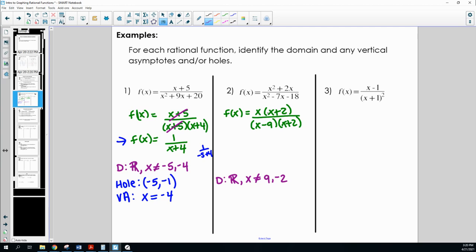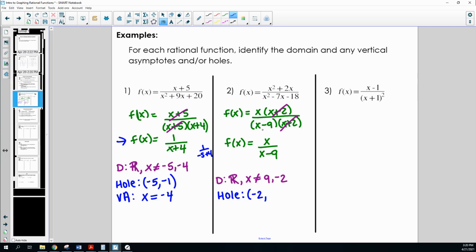I want to simplify anything that I can. So x plus 2's can cancel out. So my simplified function is going to be x over x minus 9. I canceled out the x plus 2's, so that's our removable discontinuity. So that's going to be a hole. The x value of the hole is what makes this 0, so negative 2.